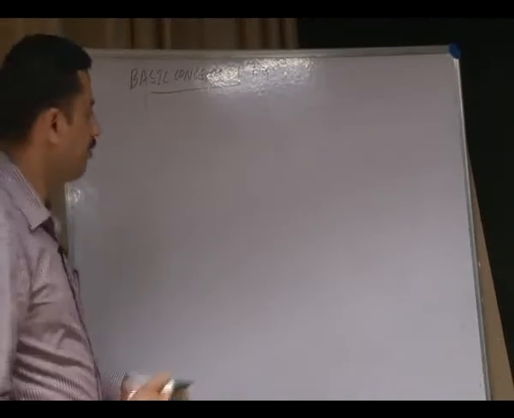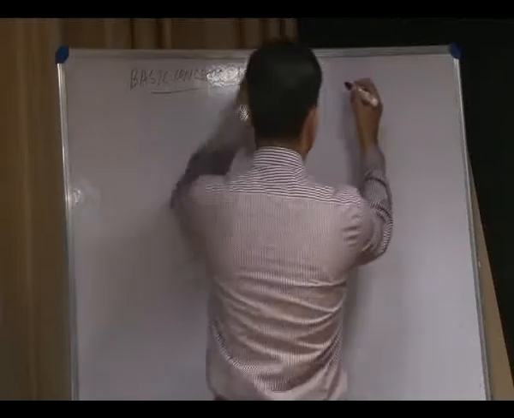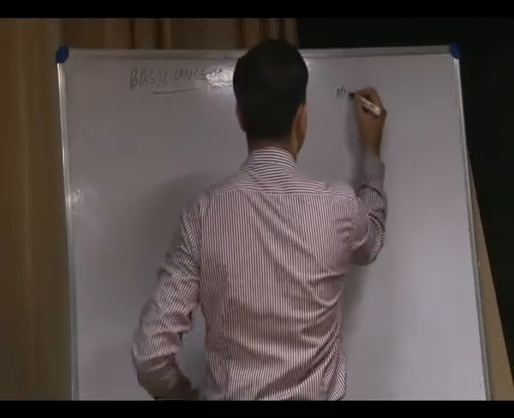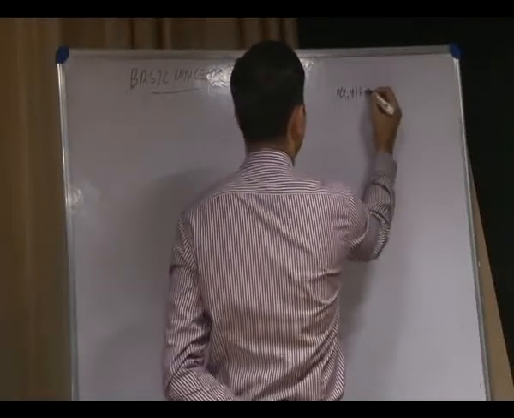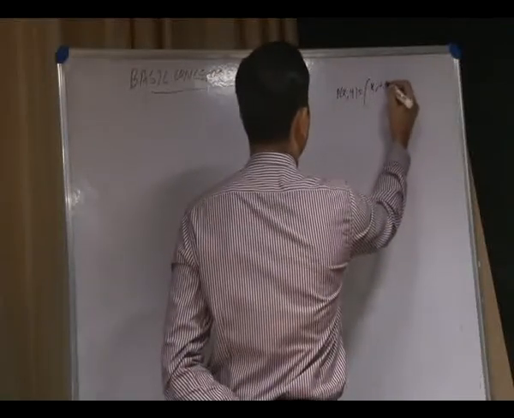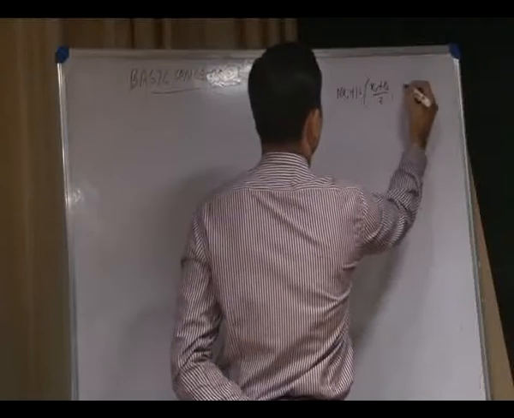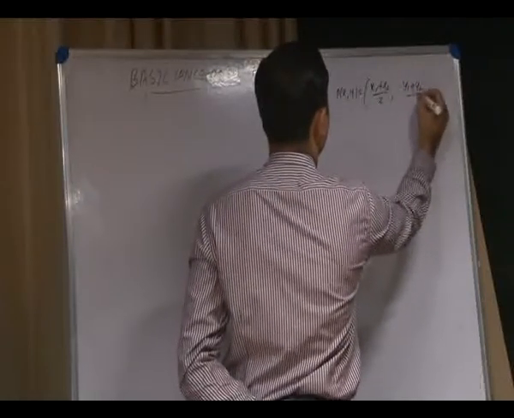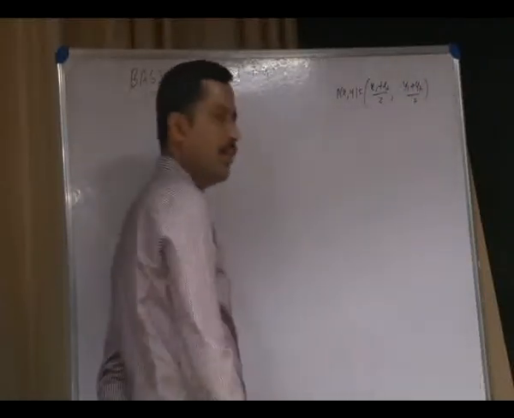One is the midpoint formula. Suppose P is the midpoint of the line joining two points, then the coordinates of midpoint P are given by P x comma y is equal to x1 plus x2 divided by 2, y1 plus y2 divided by 2. This is the midpoint formula.